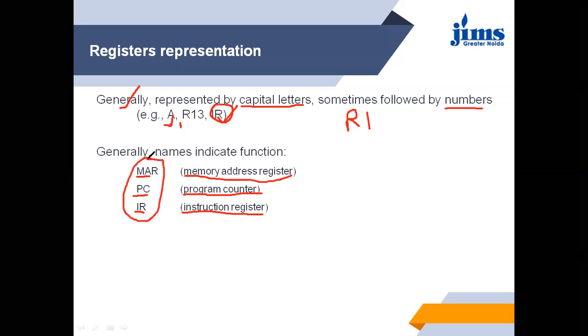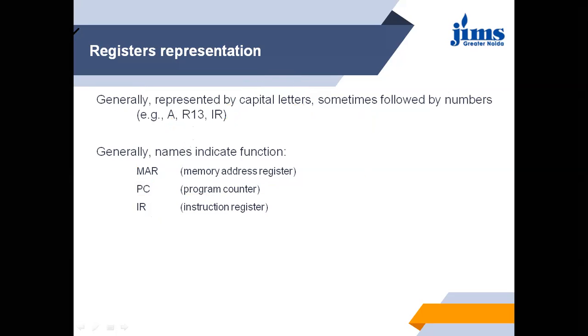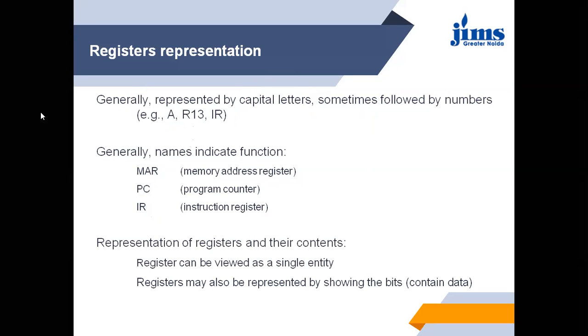So we can represent a register, number one, by a capital letter, number two, it can be followed by a number, or we can indicate it by a specific name. So this is the representation of a register. Registers are of different types. We will study these later on, but this is only the overview of how we can represent registers.